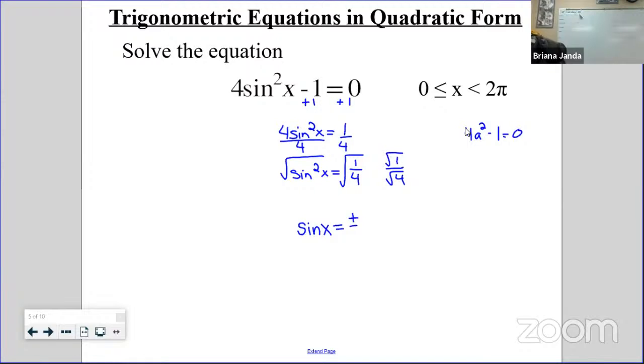The square root of 1 is 1. The square root of 4 is 2, and that now is looking familiar. But here's what's very unique is I have both plus and minus. And what does that mean about my answer? Well, when it's positive, sine is positive in quadrants 1 and 2, but I also get the negative, which means I get answers from all 4 quadrants. So once I figure out what that reference angle is, I list that reference angle for all 4 quadrants because it is positive and negative, okay?